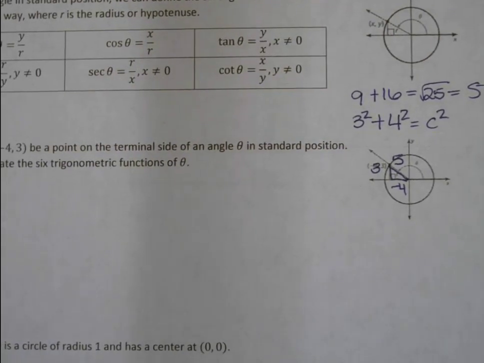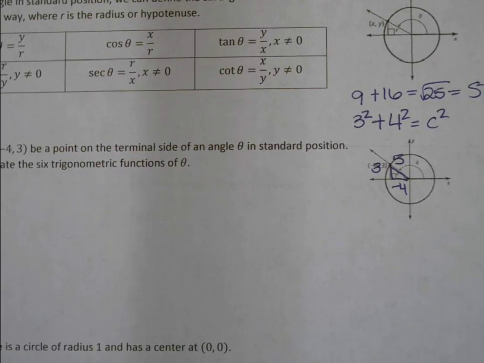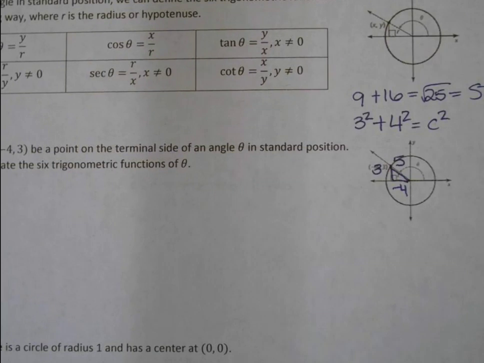If I take a look at the top, it tells me that sine on these ones is my y value over my r value. R stands for radius. So if I go back on this triangle, I'm going to label in red.